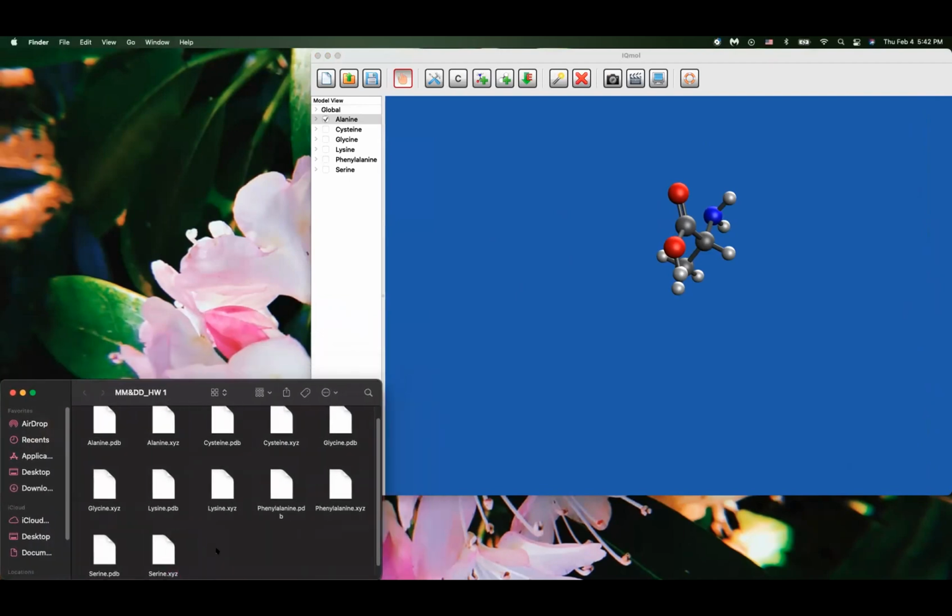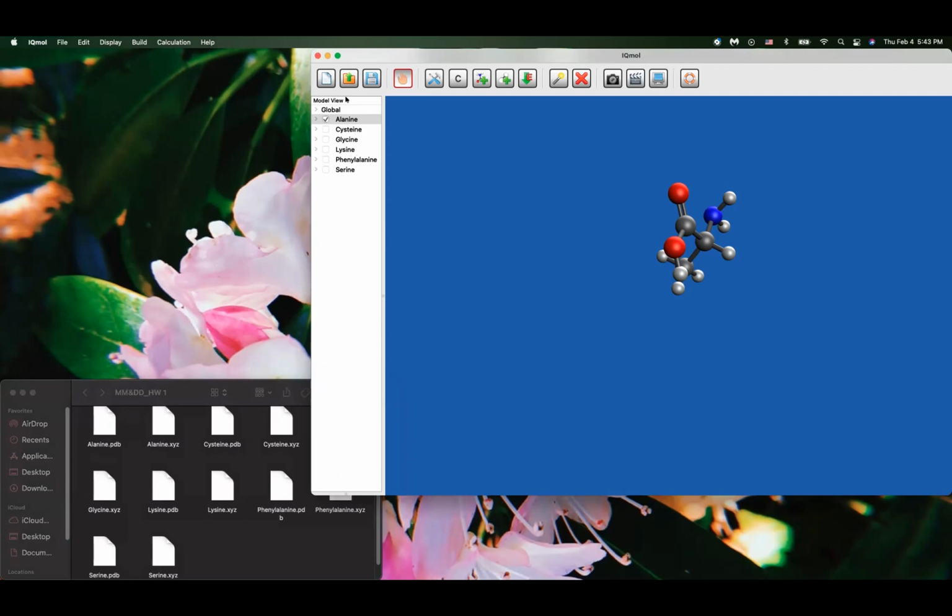So I chose 6 amino acids, and I saved them all in both PDB and XYZ format. The ones that are showing here are all in PDB format. The first one I chose is alanine. Next, I chose a cysteine.